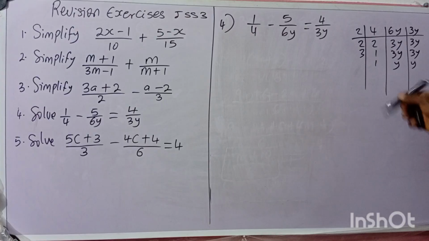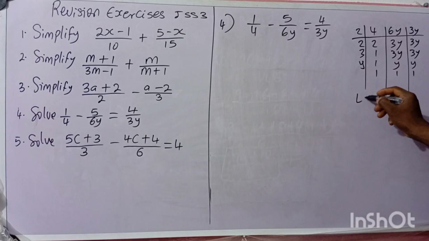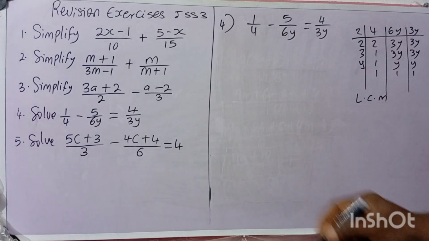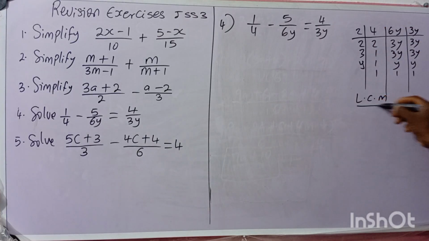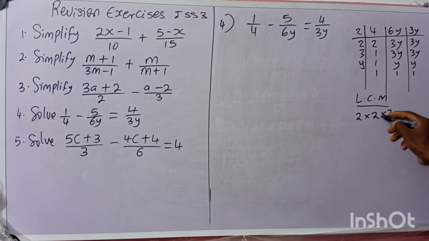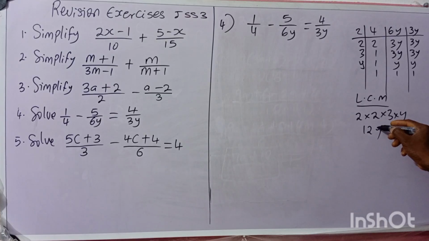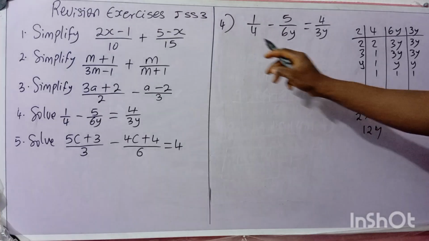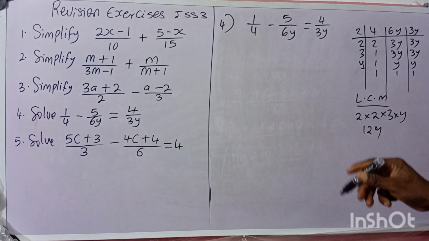All right, so y can divide, that will be 1, y divides this, 1, y divides this, 1. So the LCM becomes all the numbers that we have here. That will be 2 multiplied by 2 multiplied by 3 multiplied by y. 2 times 2 will give us 4. 4 times 3 will give us 12. 12 times y will give us 12y. So the LCM of the denominators 4, 6y, and 3y is 12y. That is the LCM.